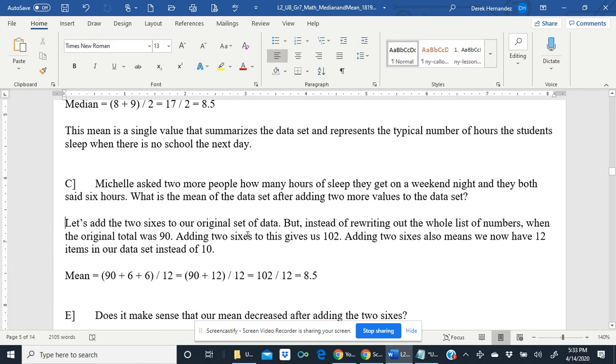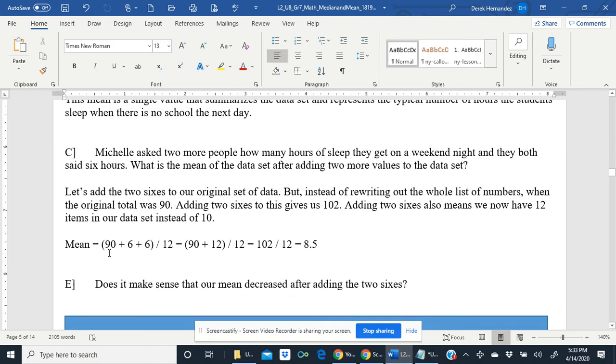Let's add the two sixes to our original set of data. But instead of rewriting out the whole list of numbers, we don't have to do that because it's a short list. When the original total was 90, adding two sixes to this gives us 102. Adding two sixes also means we now have 12 items in our data set instead of 10. Mean, 90 our original sum, plus the two more sixes, divide by 12 now. 90 plus 12, 102. Divide by 12, we get 8.5.